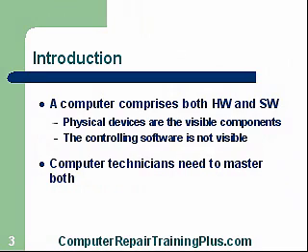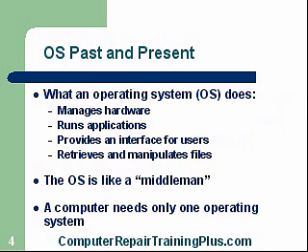Introduction. A computer comprises both HW and SW. This is hardware and software. Physical devices are the visible components. That's the hardware. The controlling software is not visible. Computer technicians need to master both. We're going to find that the operating system, the software, is a whole lot more challenging. And that's usually where about 95% of all the problems that we encounter are, in the operating system or in the software.